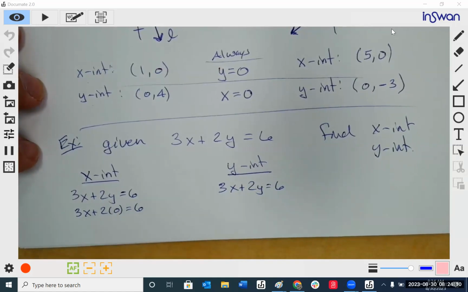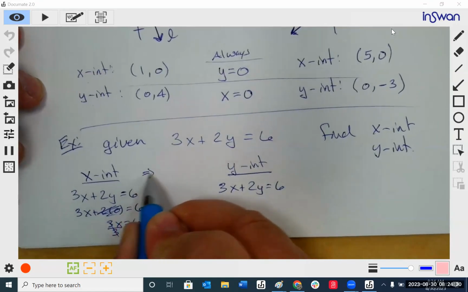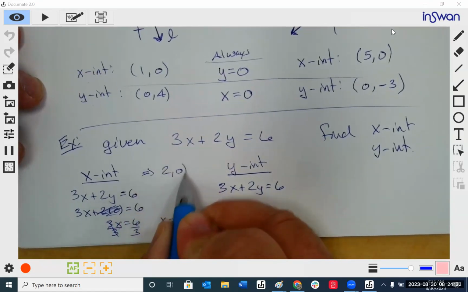Two times 0 is what? So that just disappears. What you really have is 3x equals 6. What do you do to solve for x? Yeah, since it's 3 times x, divide both sides by 3. So x is equal to 2. So the x-intercept is at 2, 0.